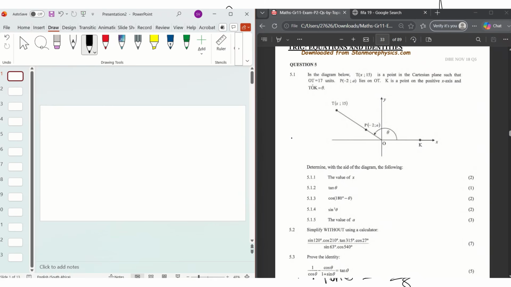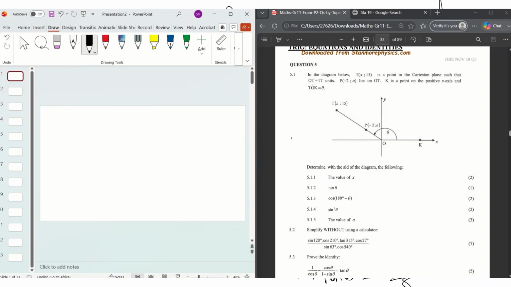As you can see, in the diagram below, (x, 15) is a point on the Cartesian plane such that OT is equal to 17 units. P is equal to (-2, a), A lies on OT, K is a point on the positive x-axis, and TOK is equal to theta. So now determine with the aid of the diagram the following. 5.1.1, determine the value of x.